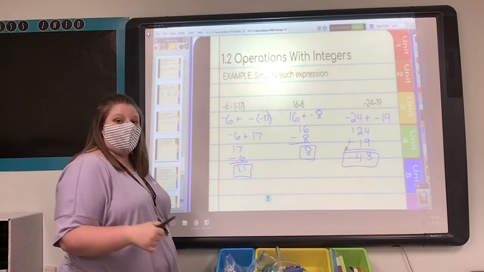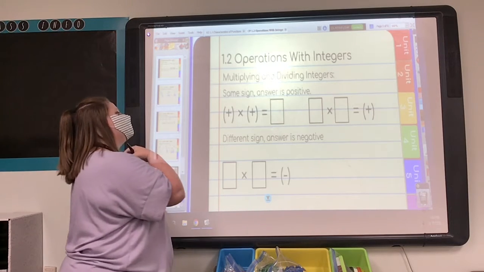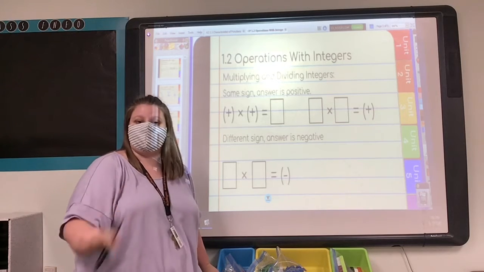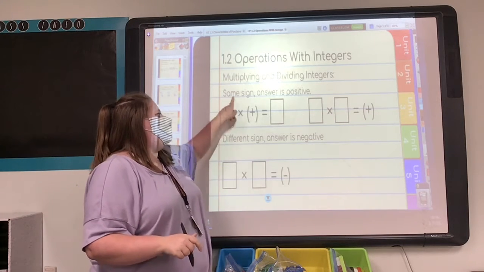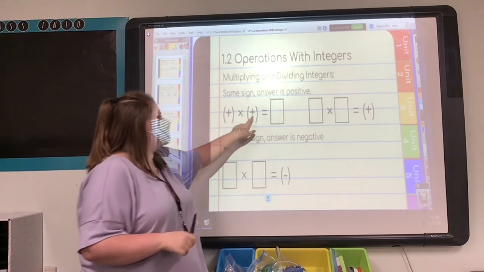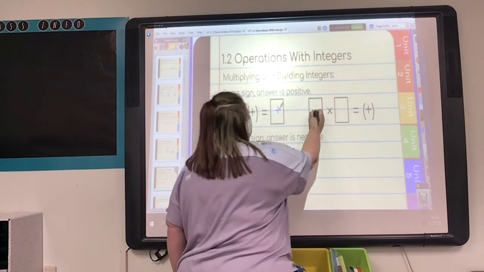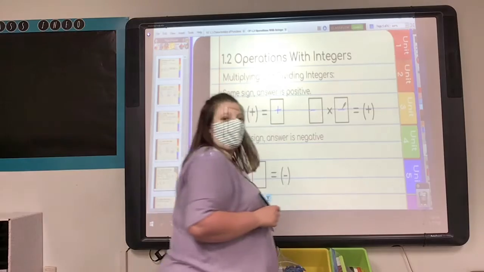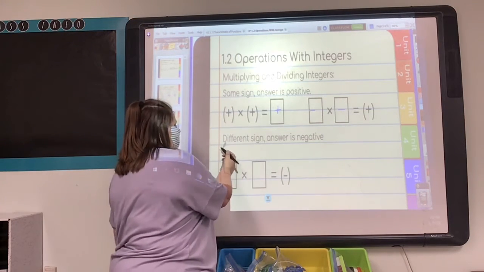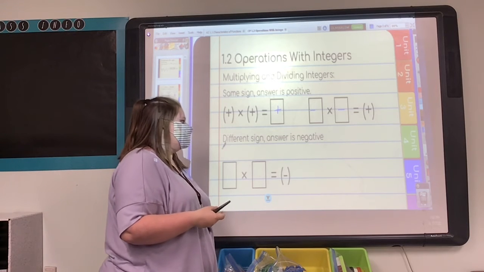All right, so that was adding and subtracting with integers. Next, let's look at multiplying and dividing integers. And multiplying and dividing follow the same rules. So if we have the same sign, our answer is always positive. So a positive times a positive is always going to give us a positive. And a negative times a negative is always going to give us a positive. All right? So if it's two numbers with the same sign, you always get a positive.